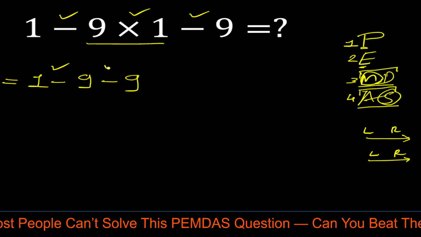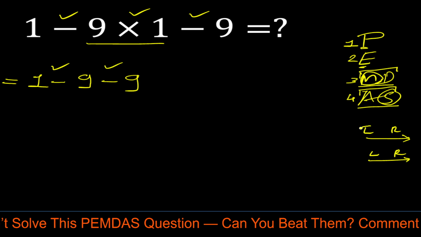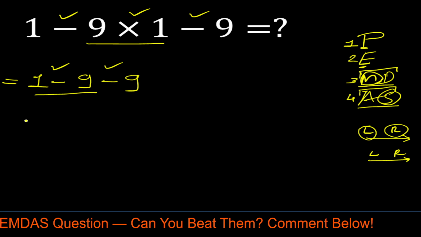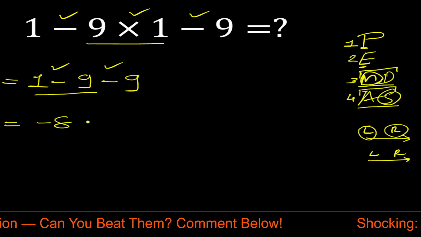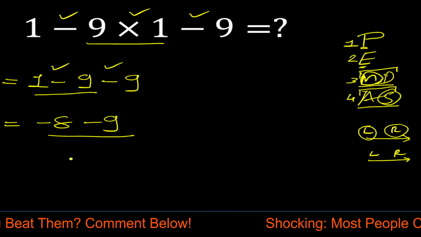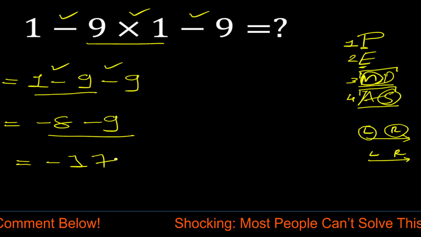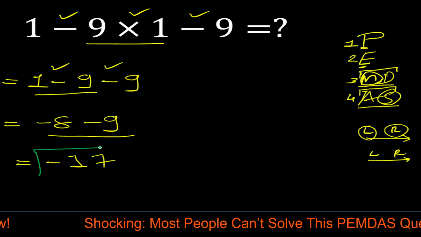Now here we have subtraction and here subtraction, and both have equal priority, so we have to solve it from left to right. So first we have to solve this subtraction. So 1 minus 9 is equal to minus 8, minus 9, right? So now minus 8 minus 9 is equal to minus 17, right? So the correct answer is minus 17.